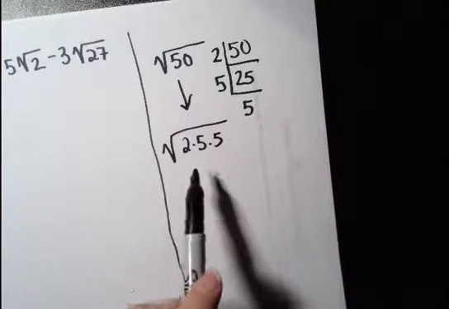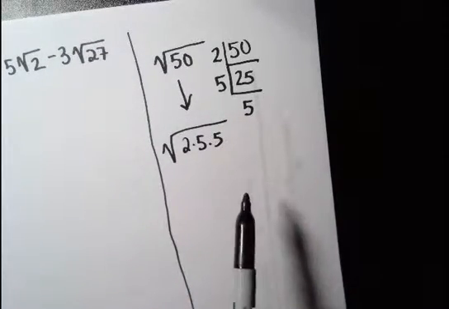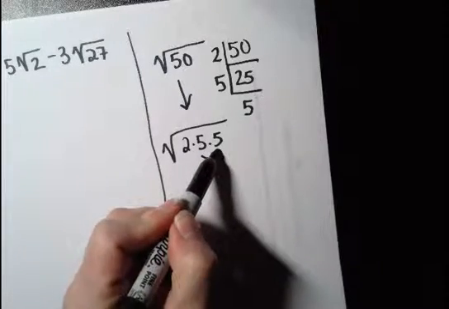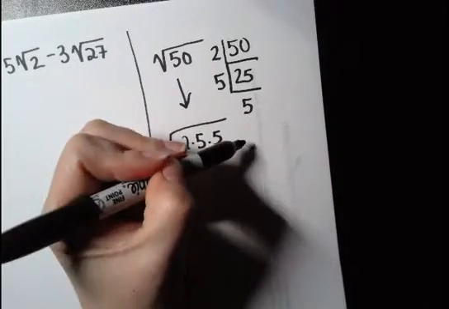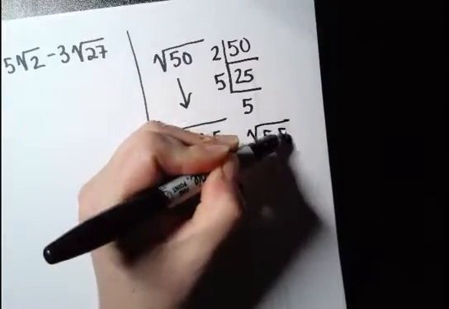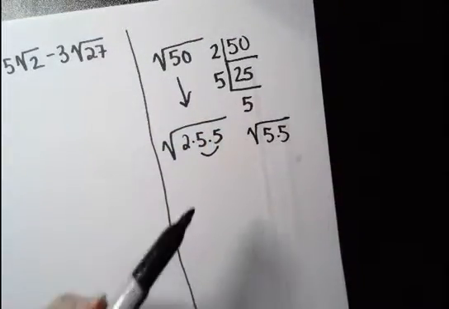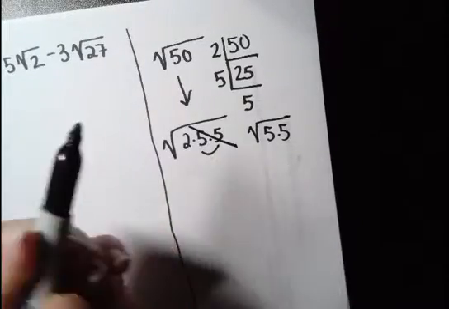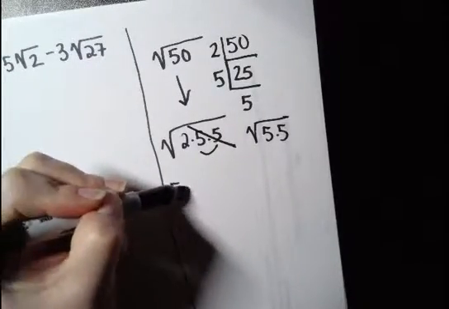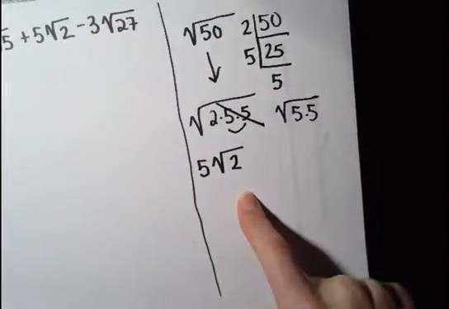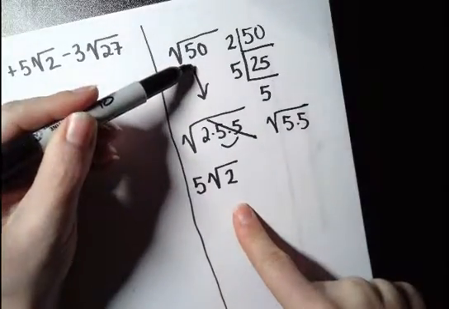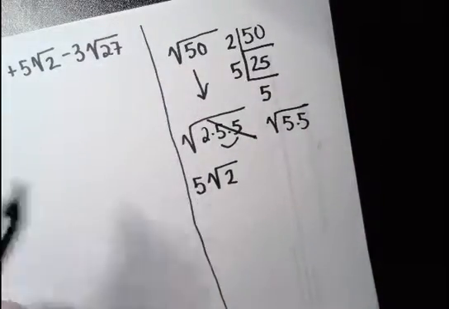So what I do is I replace the square root of 50 with the square root of 2 times 5 times 5. And now that I see that there's a pair of 5s in here, that means there's a perfect square inside of 50. So I can take it out because the square root of 5 times 5 is just the square root of 25, which is 5. So I can actually take this out of the radical and put a 5 out in front of the radical. So it's 5 times the square root of 2. So this is the simplified expression of the square root of 50.